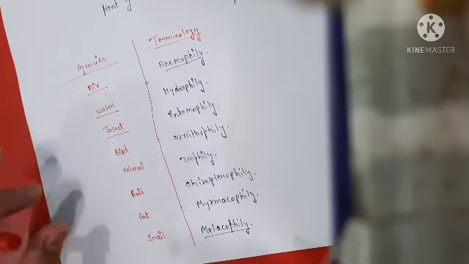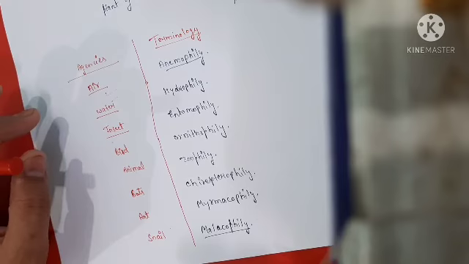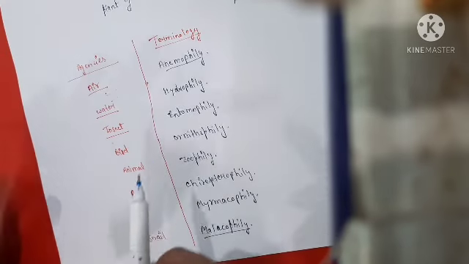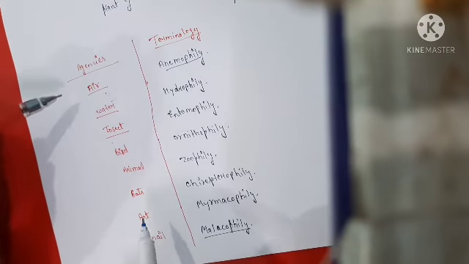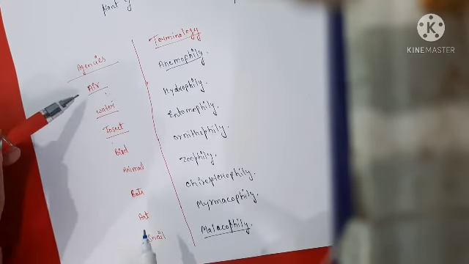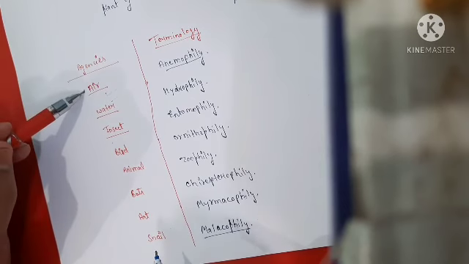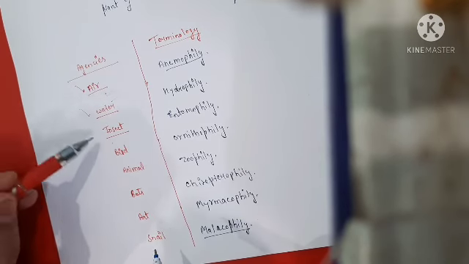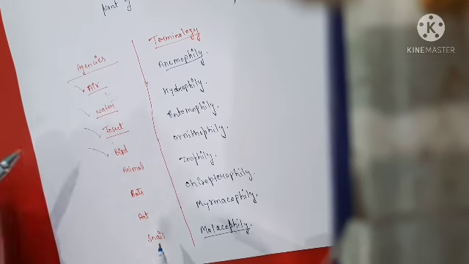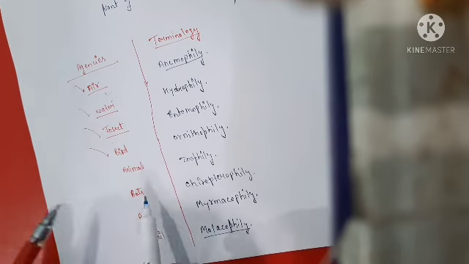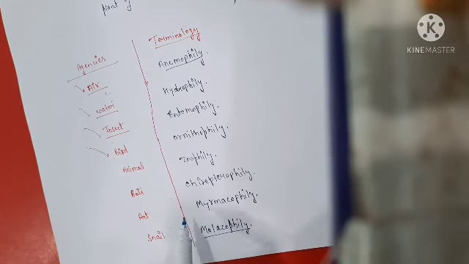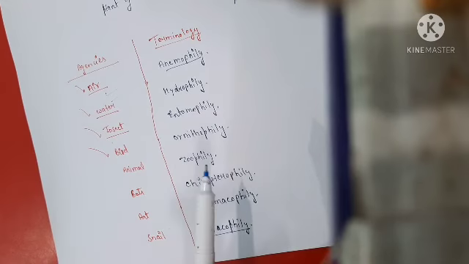Friends, that's all about the agencies through which pollination takes place. The most important are air, water, insect and bird. The rest are not important, we can just write them for your information, for your knowledge. So friends, that's all.